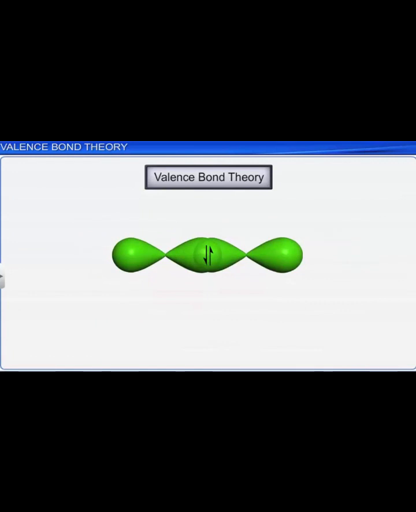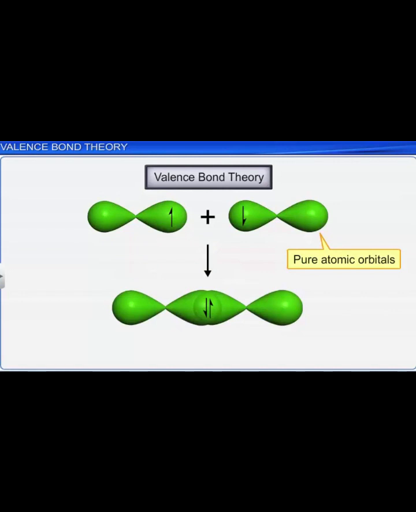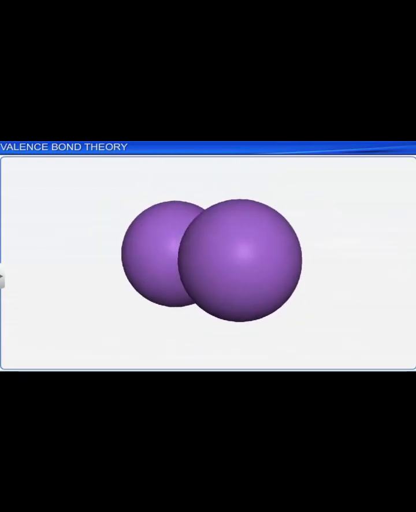Each of the overlapping orbitals contains the unpaired electron of opposite spin. The electron pair is shared by both the atoms. The strongest bond is formed when the orbitals of the 2 atoms overlap to the maximum extent. Let's explain the formation of hydrogen molecule on the basis of this theory.